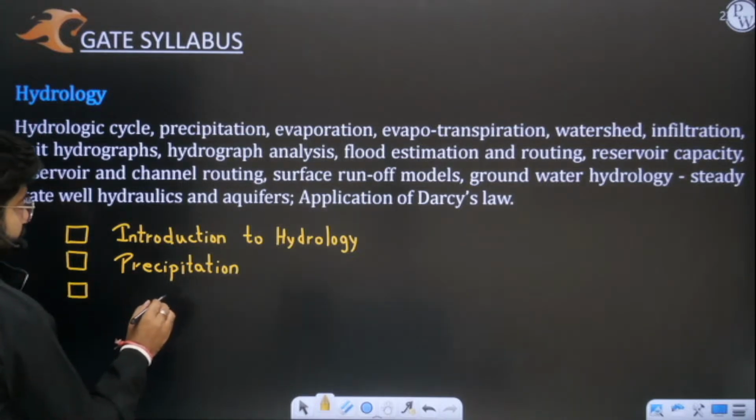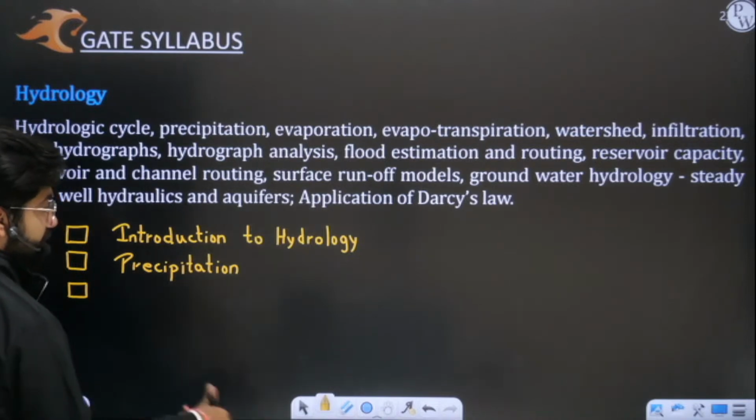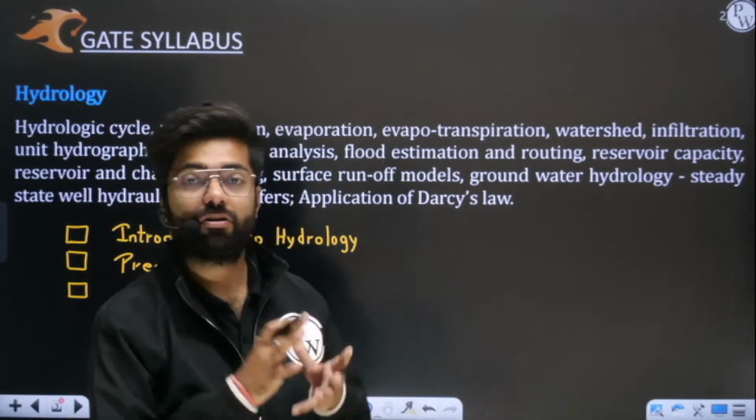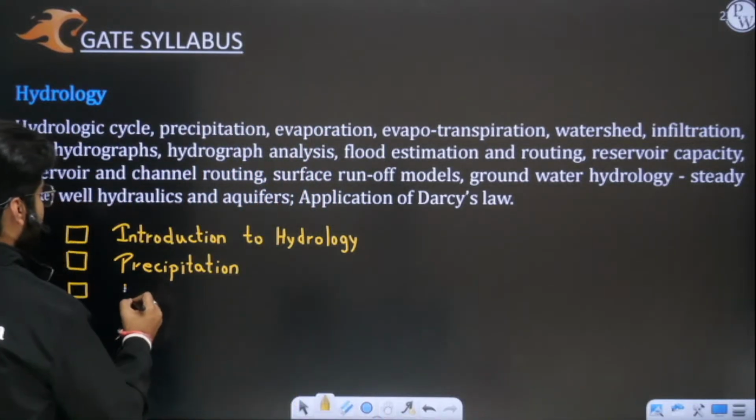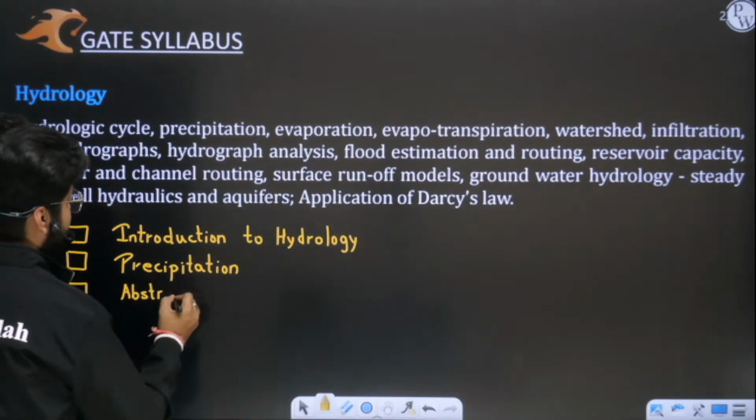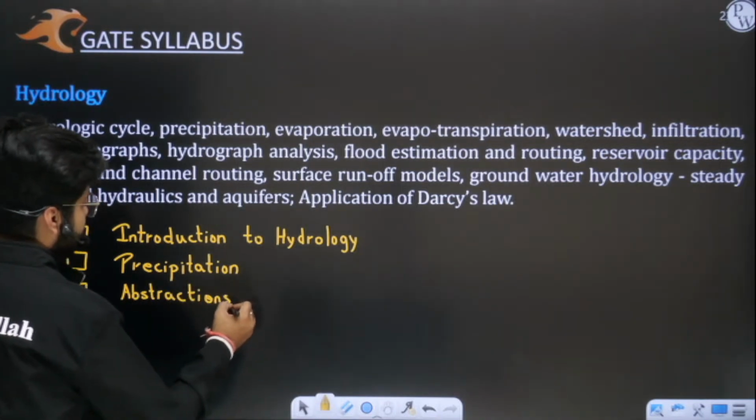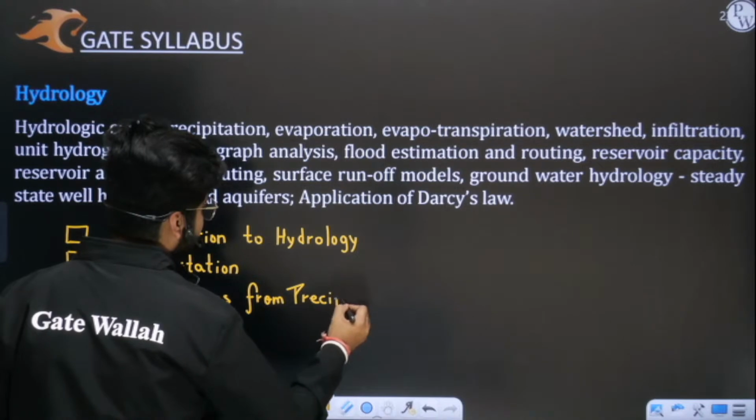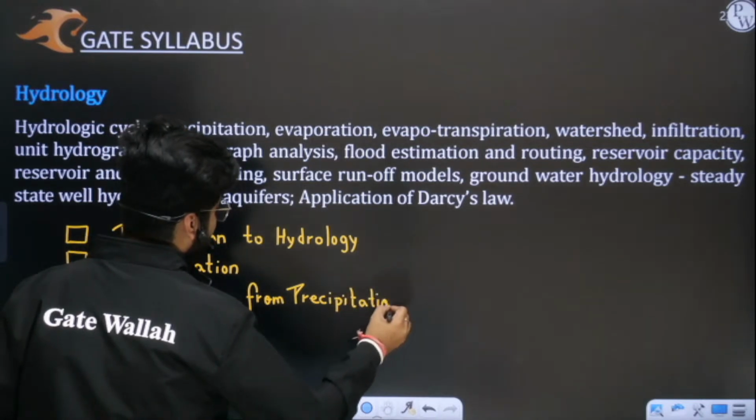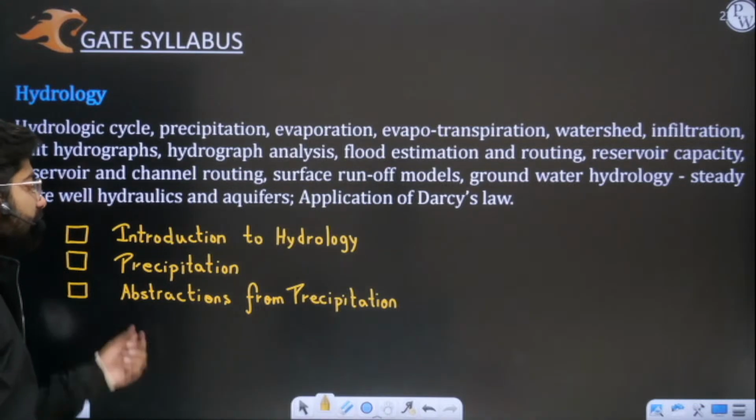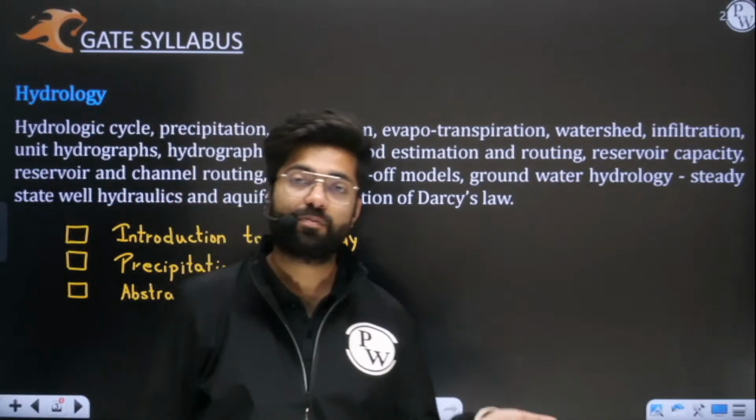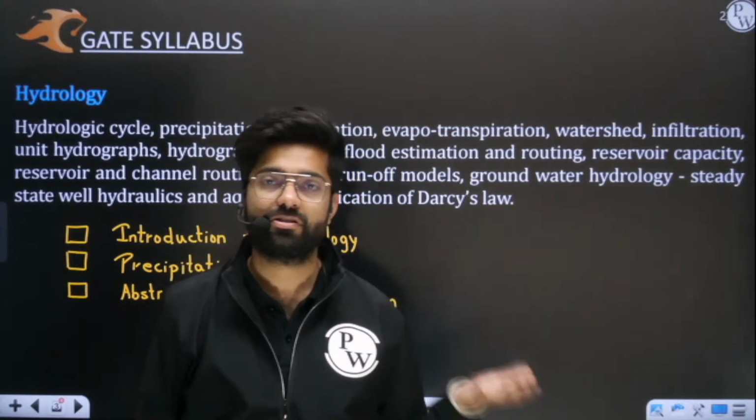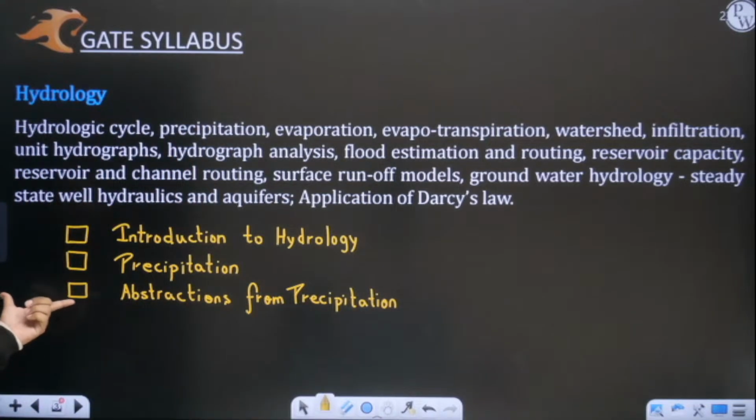After your precipitation, you need to understand, in the water cycle we have discussed just now, that after precipitation all the losses or abstractions will happen. Yes or no? So the next chapter will be losses from precipitation or abstractions from precipitation. If we consider losses from precipitation, we have evaporation, transpiration, infiltration, some water collected in depressions, depression storage, and interception. These are all the losses. So we'll discuss all the losses in this chapter.